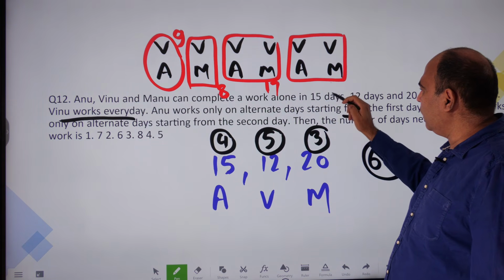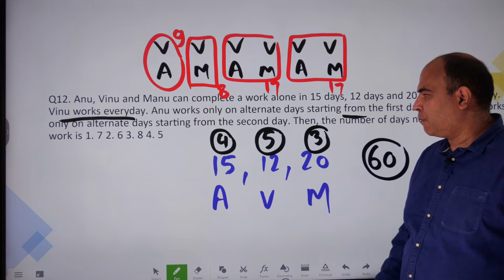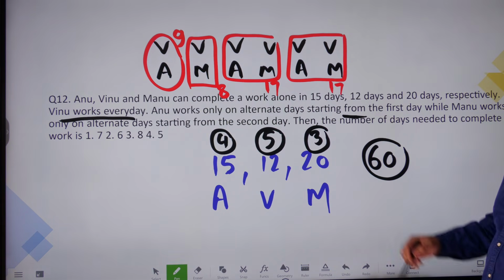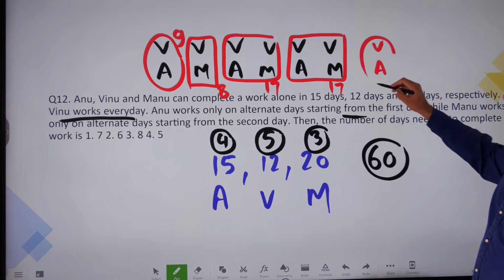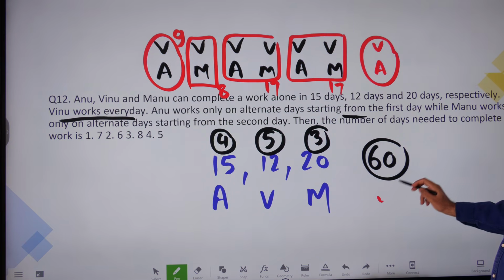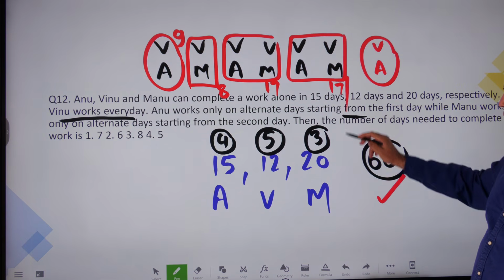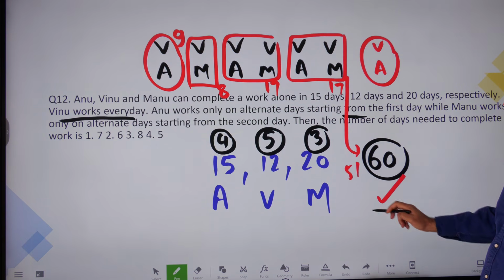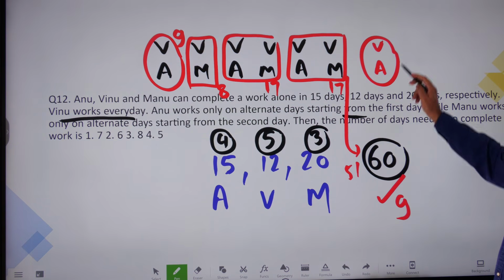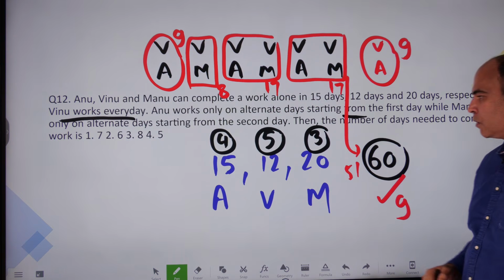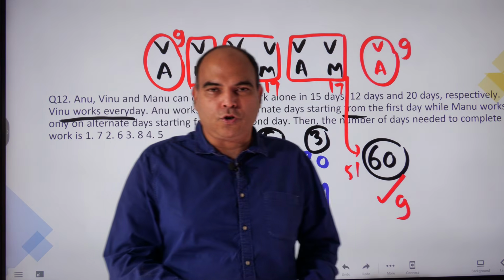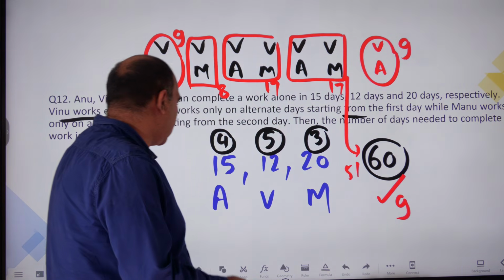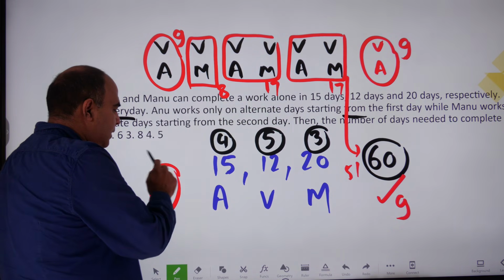So in 6 days, you will have 51 units of work done. And on the 7th day, you're going to have Vinu along with Anu working. Since the total work is 60, and by the 6th day you would have done 51 units of work, the work left will be 9, and the work rate of Vinu plus Anu together is also 9, 5 plus 4. So they'll take the 7th day to complete the job. And that's the answer to this question. As I said, 7 days is the answer.